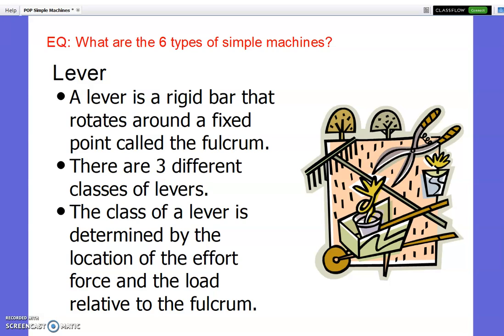Now I want you to write all this down in your notes, and if at any time you have to pause in order to get all the information written down, please feel free to pause and then unpause the video once you're ready.